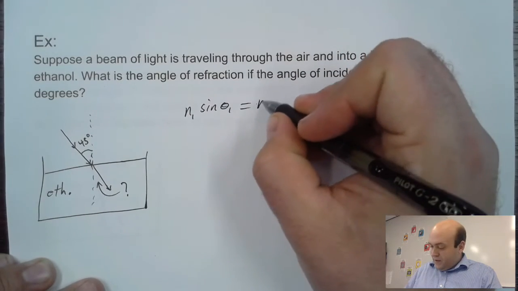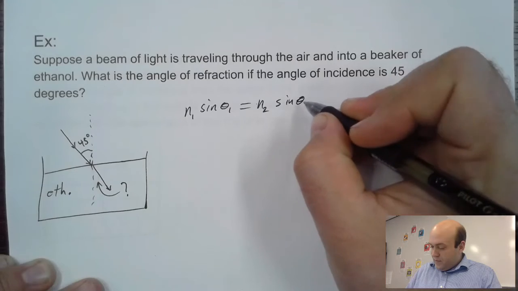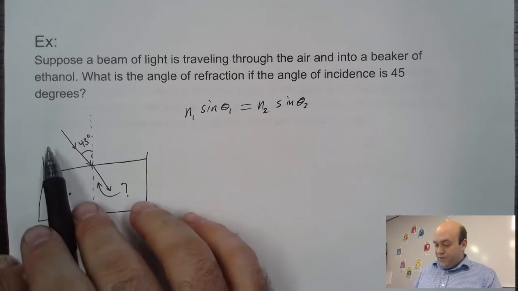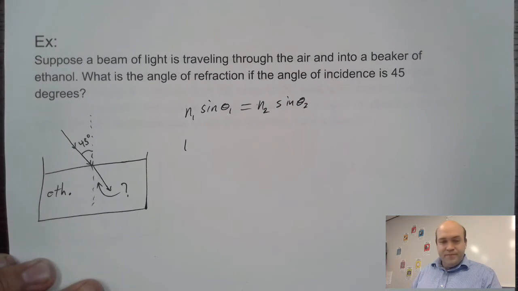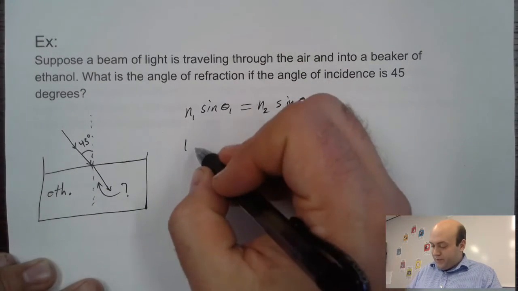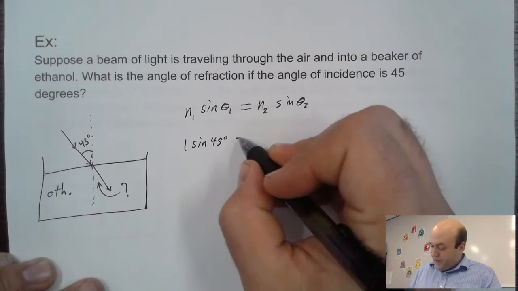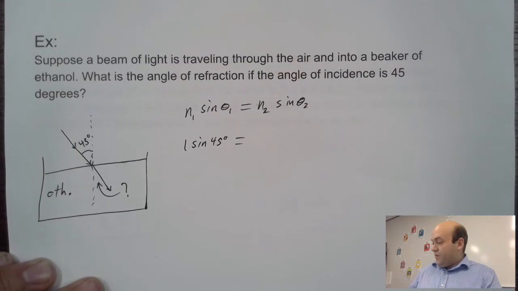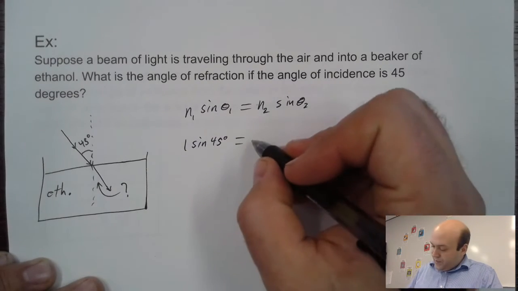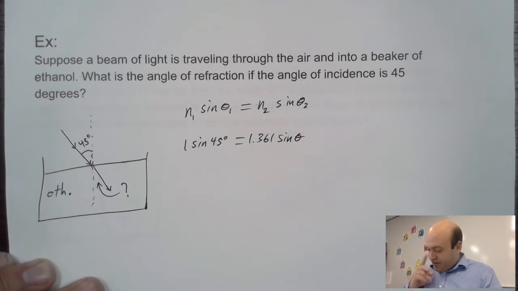So here I've got Snell's law, and I can just start filling in. Starting with the air, remember my index for air is basically 1. We're just going to use 1. And my angle of incidence is 45. My index of refraction for ethanol, I can look back at the table and get that, 1.361. And I want to find this angle.